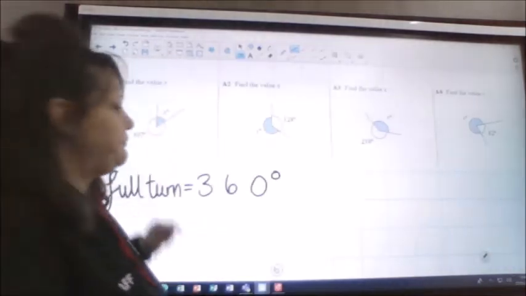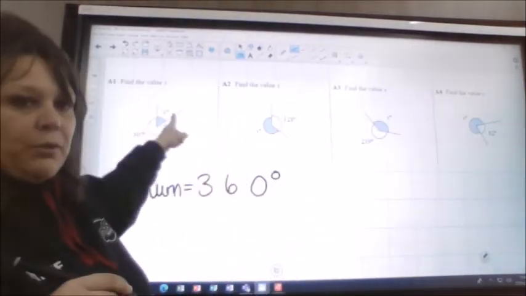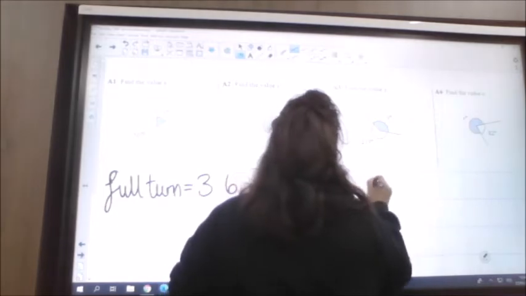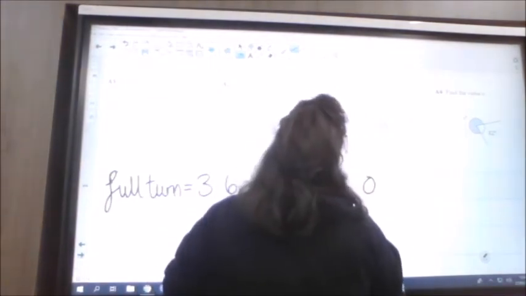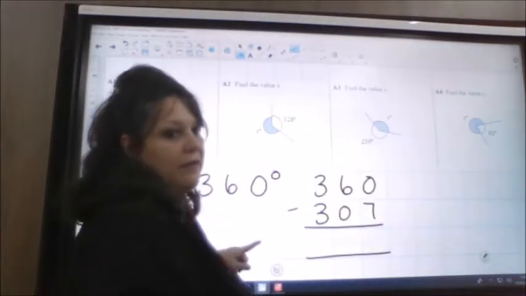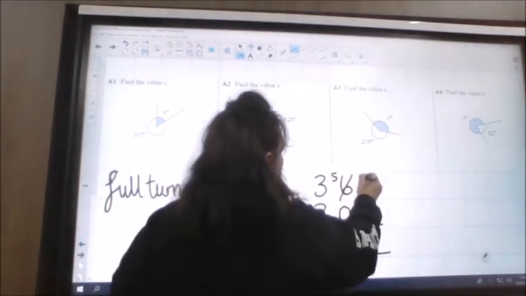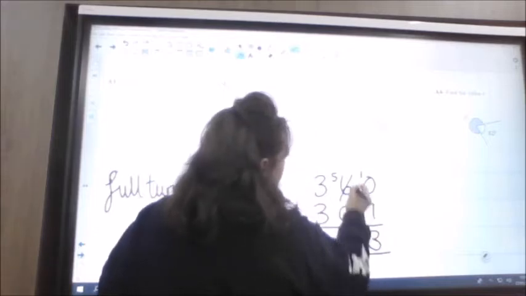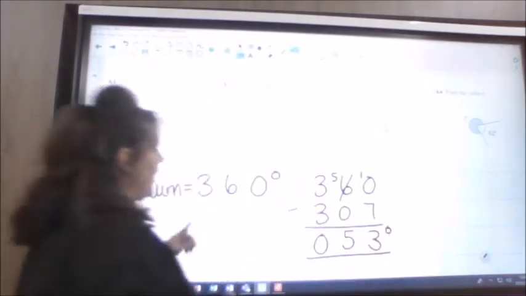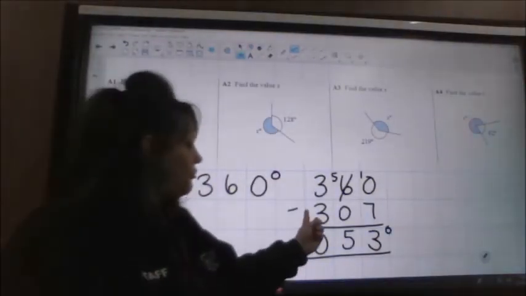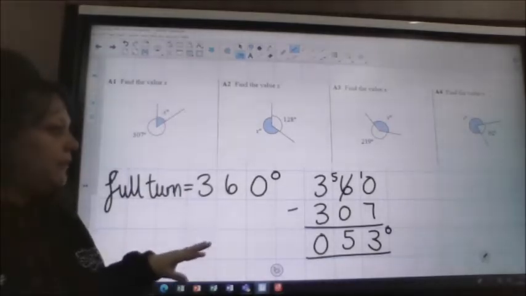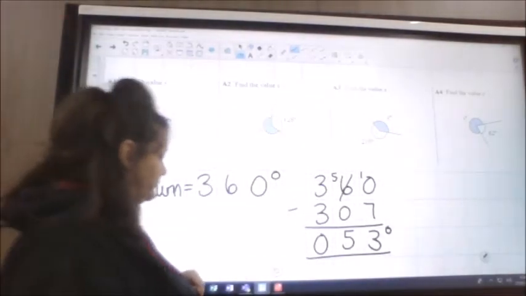So here we go, first one. We've been given 307, but we don't know what that missing angle x is. So if I do 360 take away 307, 0 take away 7 I can't do, so I knock next door. 10 take away 7, I can do that now, 3. 5 take away nothing is 5, 3 take away 3 is 0. So my missing angle, x there, is 53 degrees because 307 and 53 add up to 360. That's our turn.